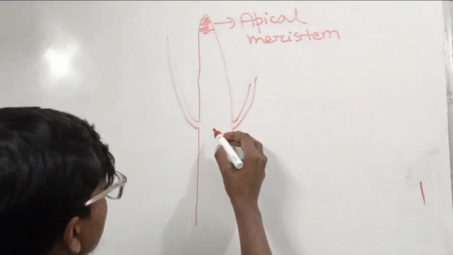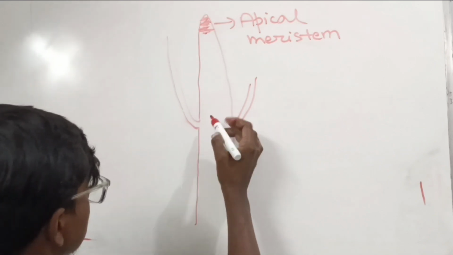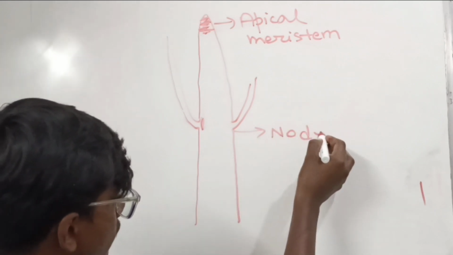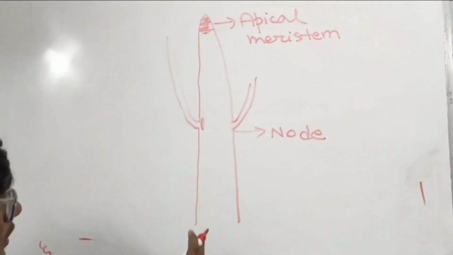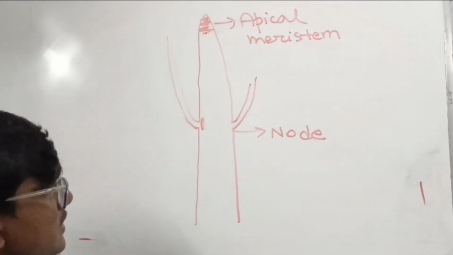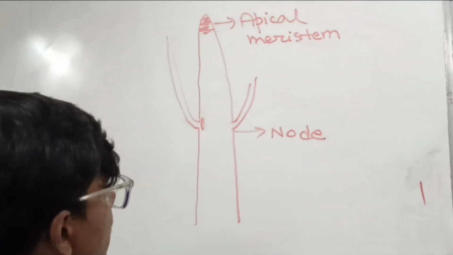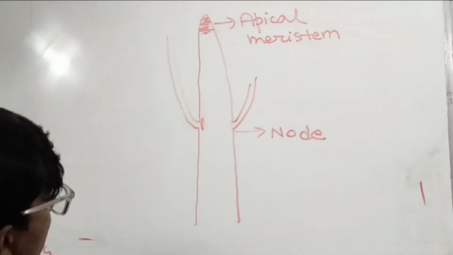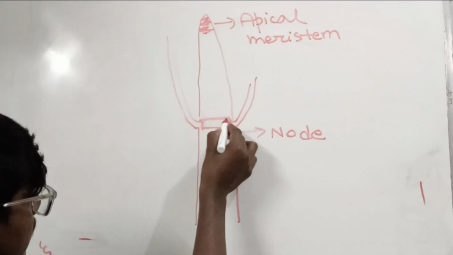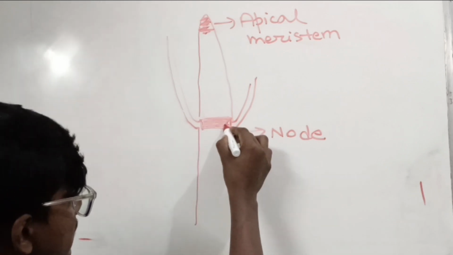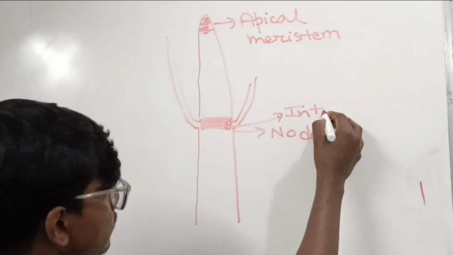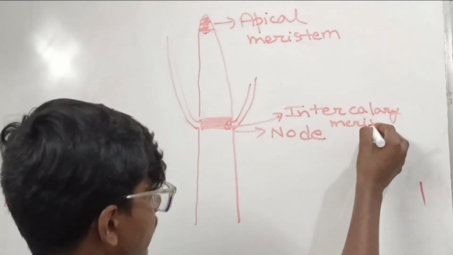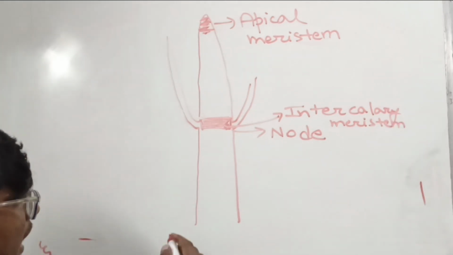So this is the node part. You know this, it is the node part of the plant. So from anywhere some branches are coming now or leaves are coming, that part is considered as a node. Okay, so that node will have the intercalary meristem.